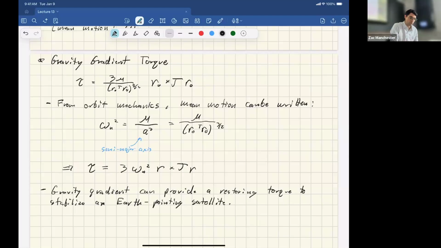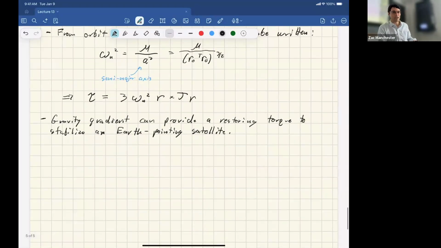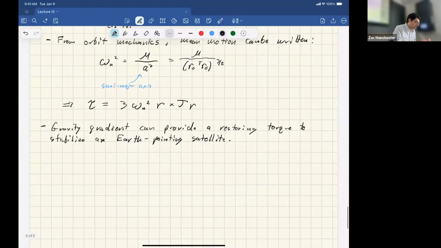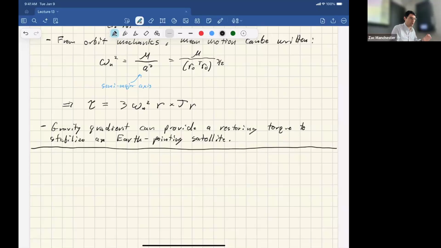Okay, so the question now is, I've already hinted at this, we know there are 3-ish equilibria for this thing, for the 3 principal axes, but they're not all stable, just like in the spinning rigid body Euler's equation setting. And what we want to do now is actually figure out how to make this thing stable.